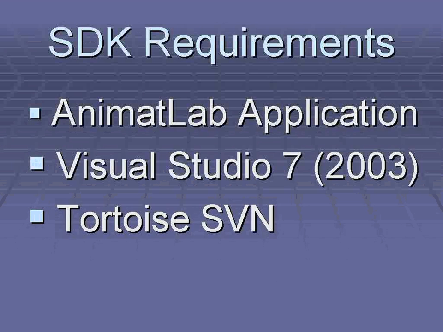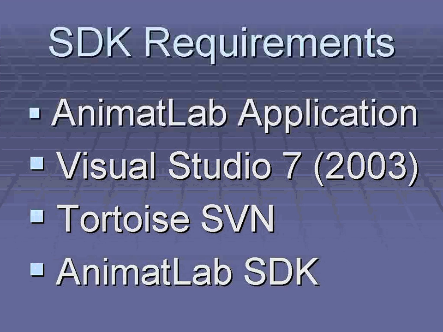Third, if you want to be able to get any of the newest changes to the AnimatLab code, you'll need to install the Tortoise SVN application. This program is a Subversion source code control system. AnimatLab code is open source and is available free of charge on Google Code. Tortoise SVN links up to the Google Code server and allows you to download the most up-to-date versions of the source code. You can find a link to download the Tortoise SVN application on the AnimatLab SDK webpage.